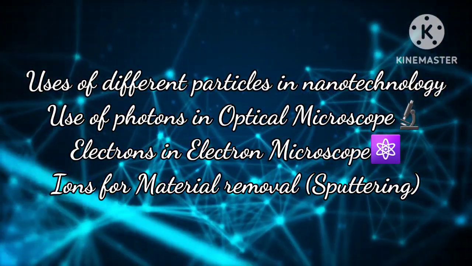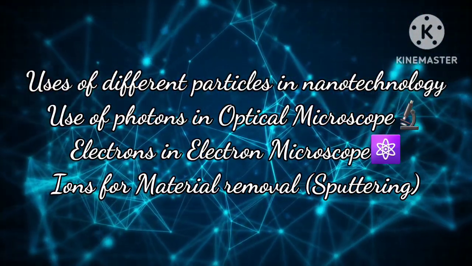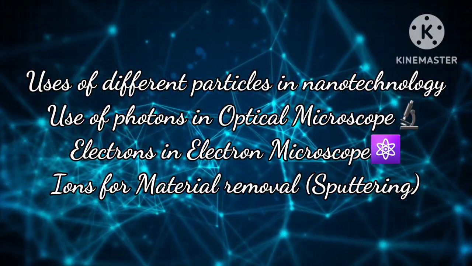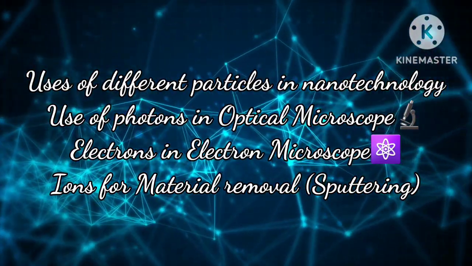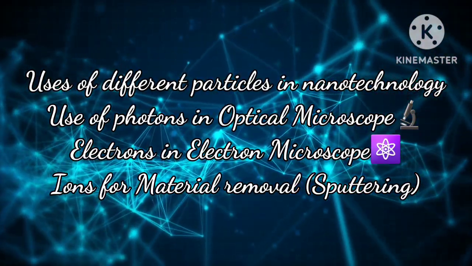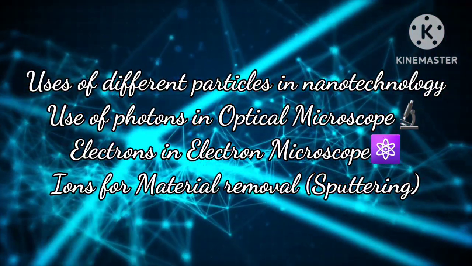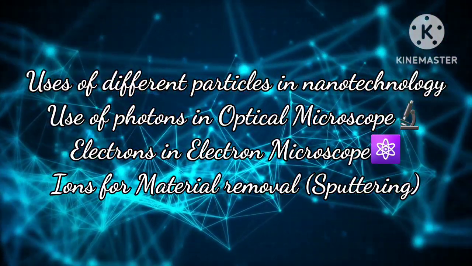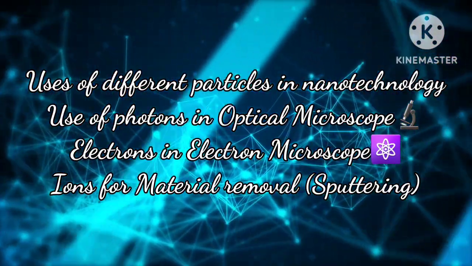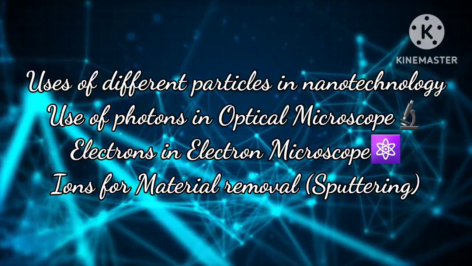For magnifying an object to nanoscale, we need a more powerful microscope, that is the electron microscope. An electron microscope bombards a beam of electrons onto a sample and generates an image. I will make a more detailed video on this microscope later. The reason behind the use of electrons over photons is that electrons have a shorter wavelength than photons, and thus have more magnifying power. Ions are heavy particles, heavier than the other two particles, and are generally used for material removal processes like sputtering.